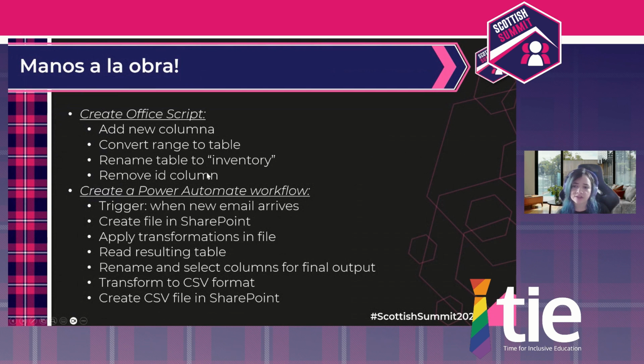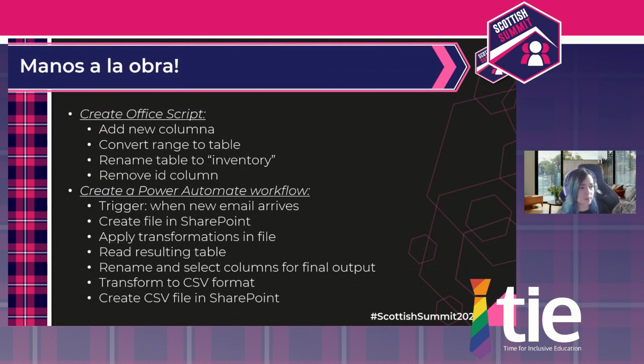which is adding a new column, then converting the table into a range, then renaming it to inventory, and then removing the ID column. So those are the things that we are currently doing now that the Office script is helping us to automate. So now we need to add some other parts to our automation.